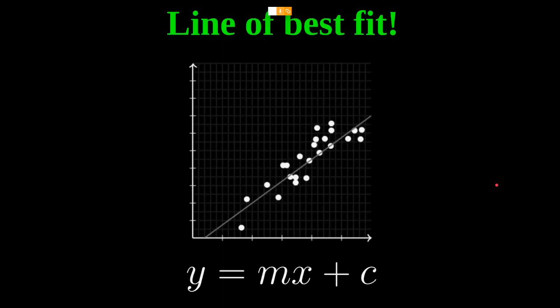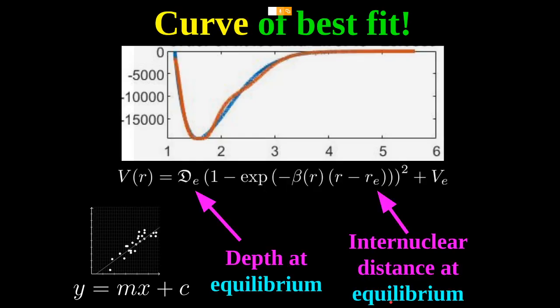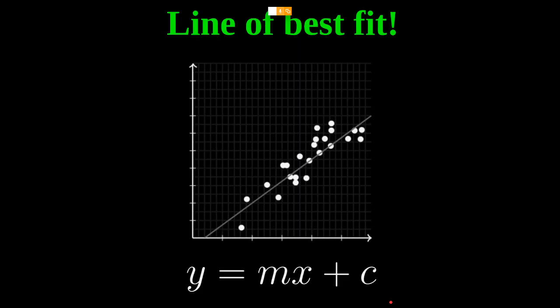Now everyone in elementary school has done a line of best fit. You have some scatter plot data, and you draw a line with a ruler. You have some graphing paper, and you draw this line. You try to make it the best possible line through that data, and you get y equals mx plus constant. We want to do the same thing with these potential energy curves that you calculated.